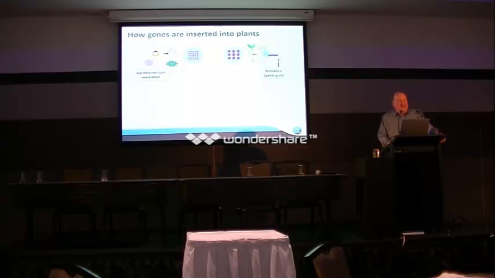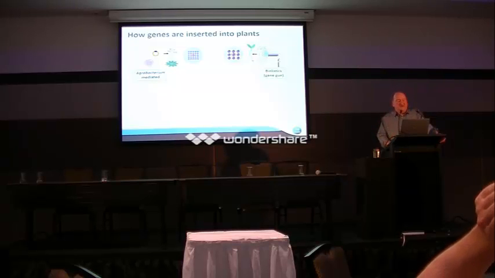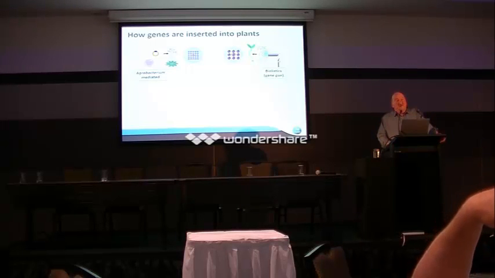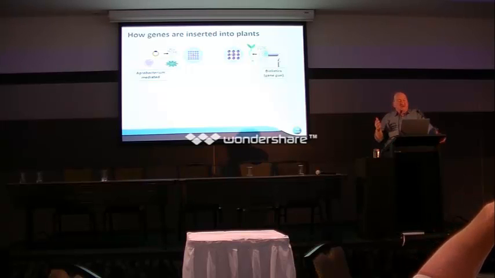So we put genes into plants in one of two ways. On the right is the gene gun way. You can just blast it into a cell on a petri dish and then select for the marker, and the transgene will be in the same cell and grow those plants on.